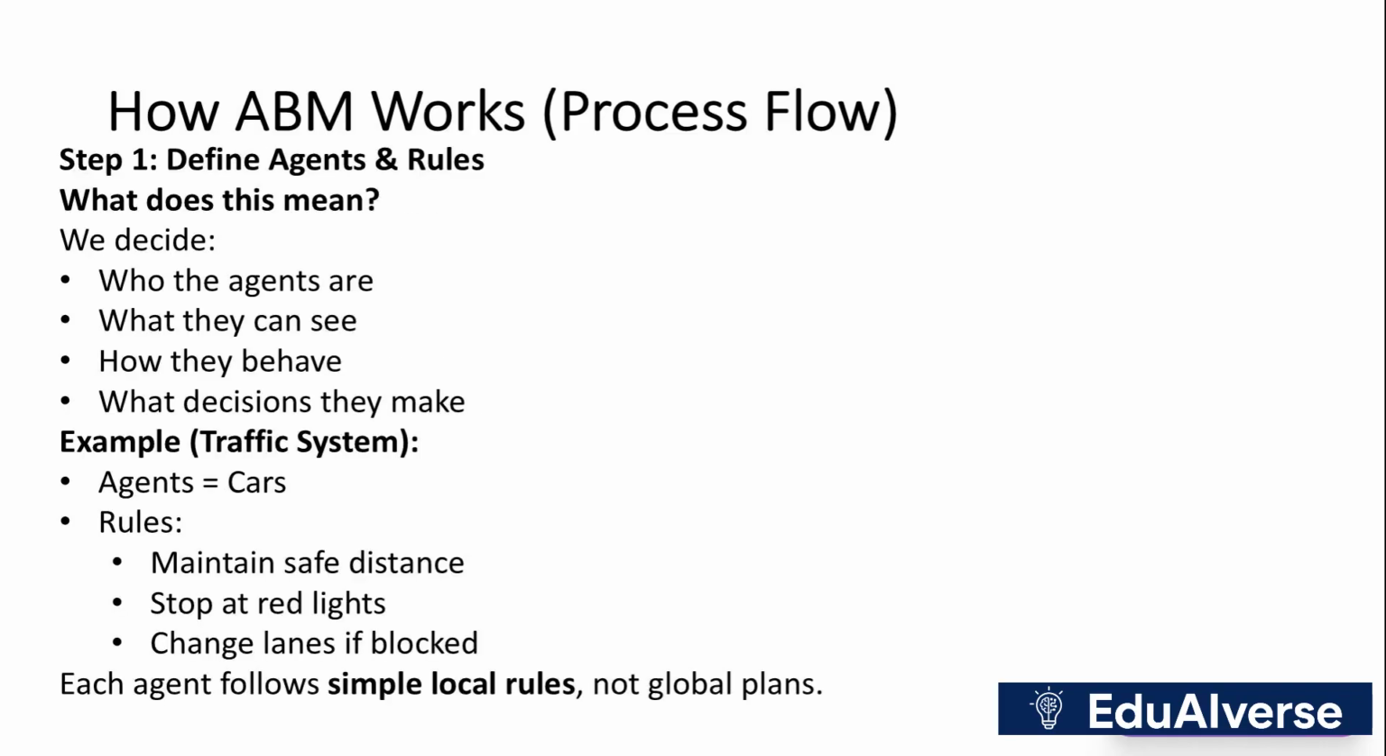Defining agents and rules means identifying who the agents are, what they can see, how they behave, and the decisions they make. For example, in a traffic system, agents are cars, and rules include maintaining a safe distance and stopping at red lights. Each agent follows simple local rules, not global plans.